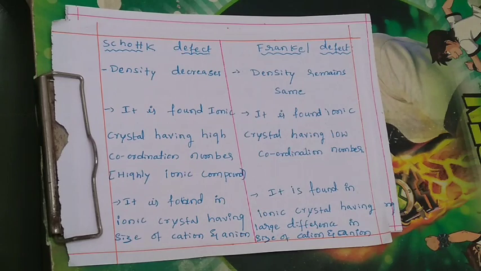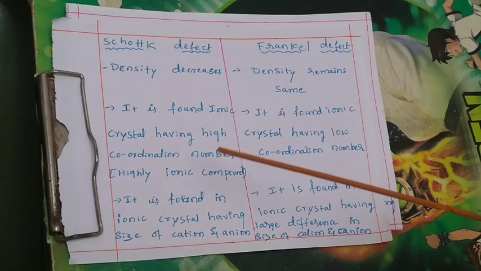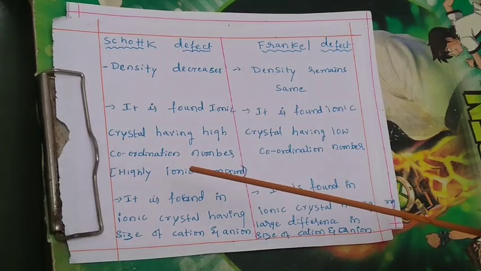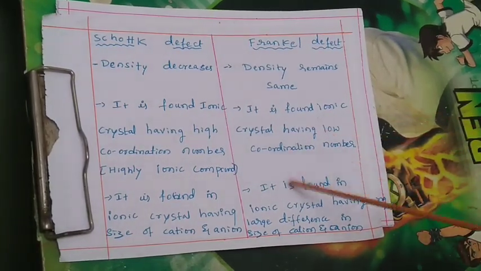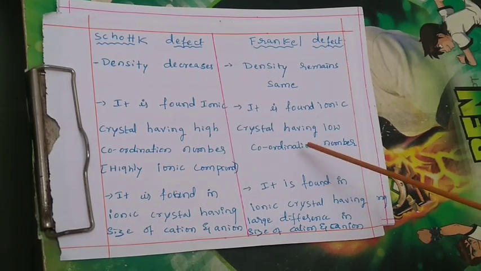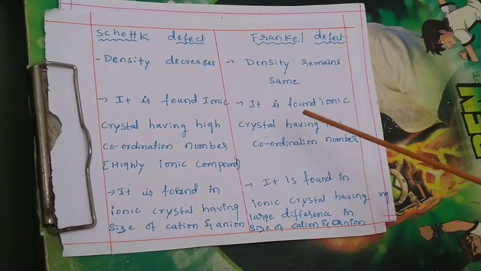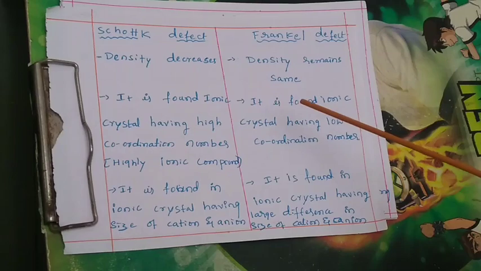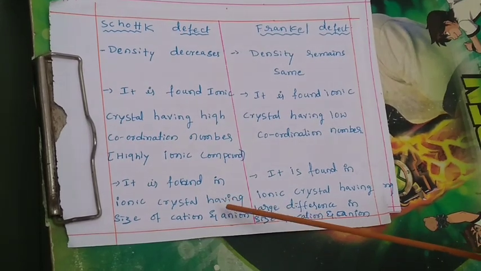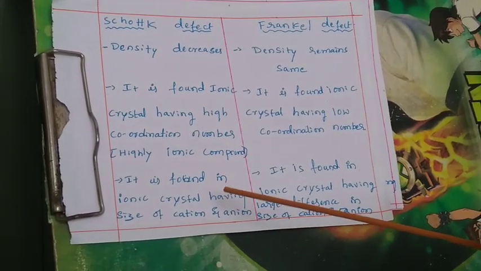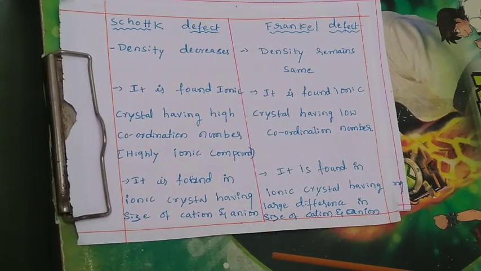Schottky defect is found in the ionic crystal which has high coordination number. That means highly ionic compounds exhibit the Schottky defect. Here in the Frenkel defect, the compounds having low coordination number or less ionic compounds exhibit the Frenkel defect. It is found in the ionic crystal in which the size of the cation and the anion is almost similar.